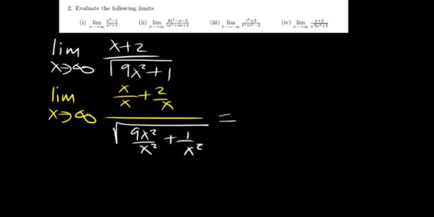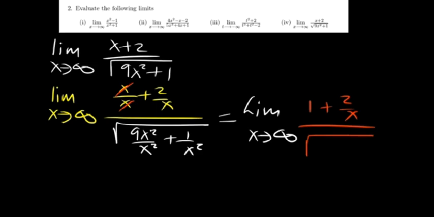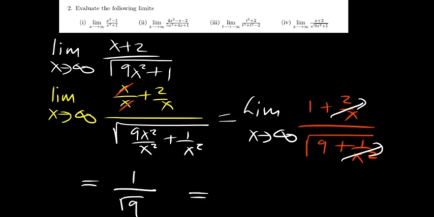So we have the limit as x approaches infinity of 1 plus 2 over x, over the square root of 9 plus 1 over x squared. So you can distribute the limit now. Every part where we have x as a denominator will be 0. So we have 1 on top remaining, and on the bottom you have the root of 9 remaining, which will eventually be 1 over 3 as a result. Simple and straightforward, right?